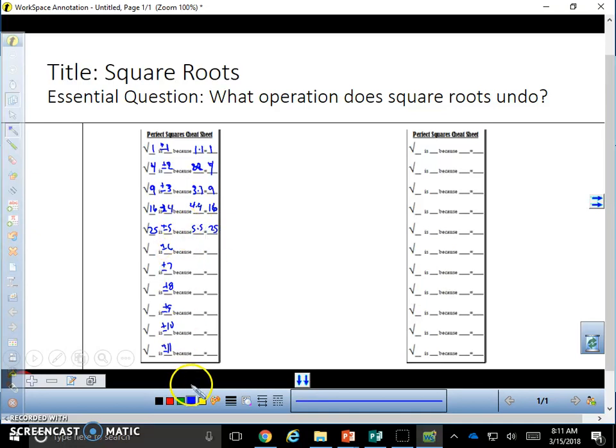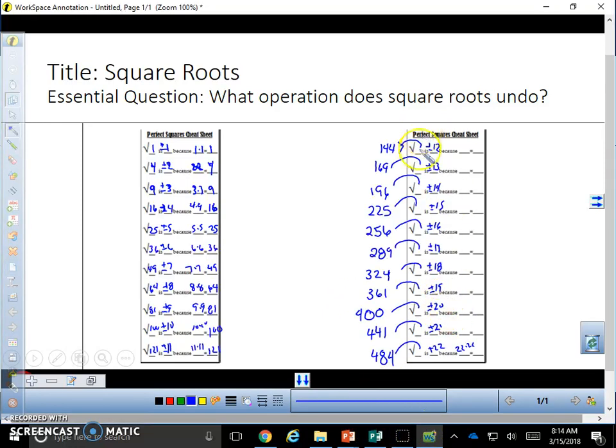I'm going to pause my video and complete this, and this is going to be your cheat sheet for perfect squares, so you can use this on the test and you don't need a calculator. I ran out of space right here because my picture is so tiny.